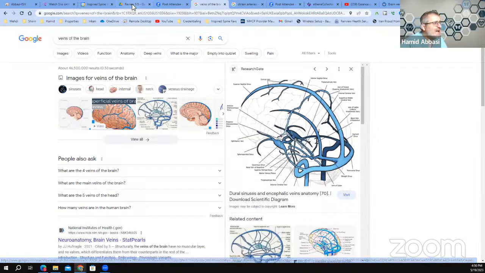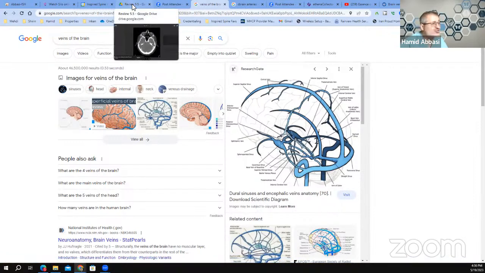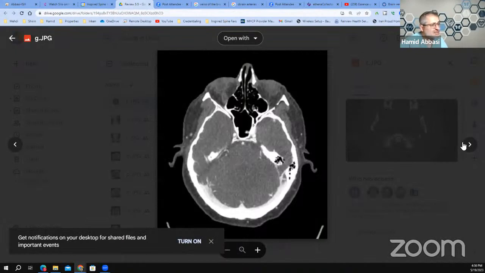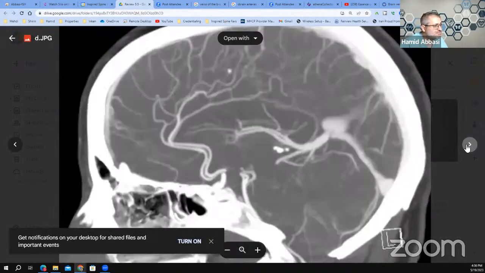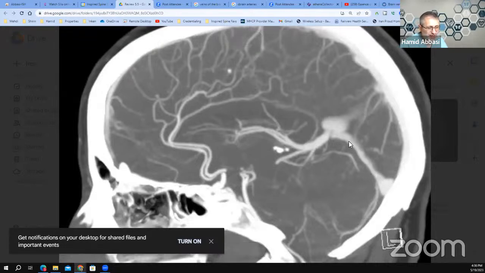Now, I want to go back and show you a structure in actual here. So we just talked about that. What do you think this is? This straight structure is?